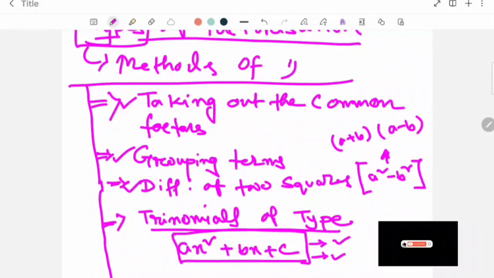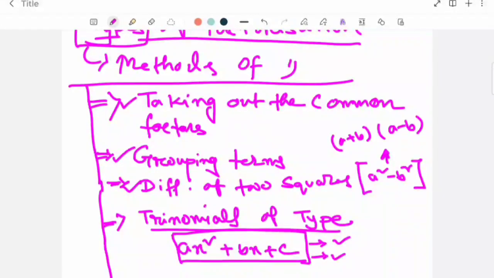At first we'll do these 1, 2, 3, 4 methods, then we'll discuss more methods. So let's start type 1, that is taking out the common factors. This method will start.